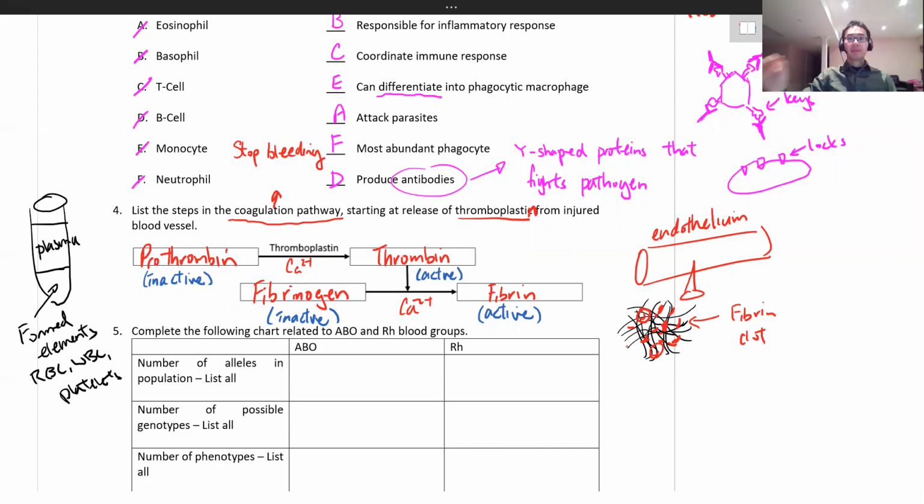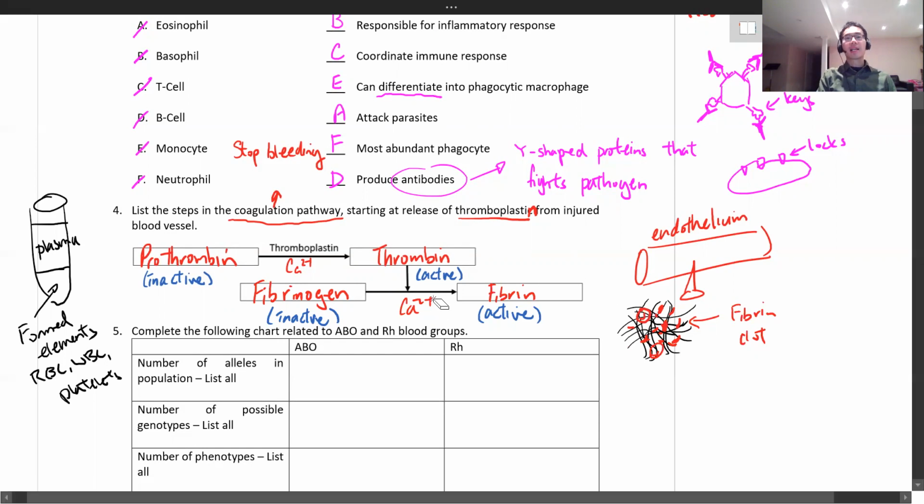Professor, I have a question. Yes, please. Does that mean that fibrinogen, to make it active, is being triggered by thrombin? Exactly. It's like one thing leads to another, right? And in order to get thrombin, you need the thromboplastin.